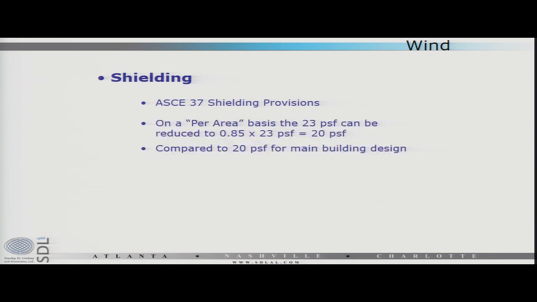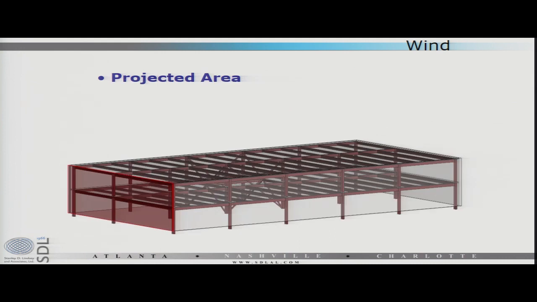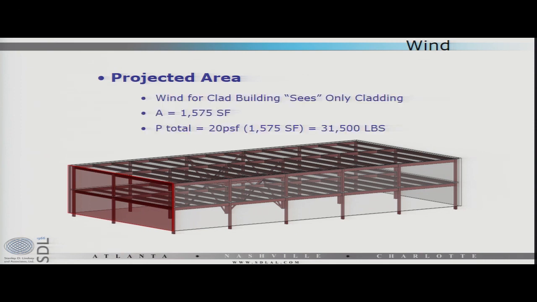So if we take that 15%, we get to reduce our 23 PSF down to 20 PSF. So we're exactly the same as we were when we started the design of the permanent building, even with all of our reductions. So then it comes out down to just area, right? So when I have a projected area of this building, in the permanent condition, I have a wall. So I got 20 PSF, it hits that wall. That works out to be a total shear of 31,000 pounds for this made-up case.